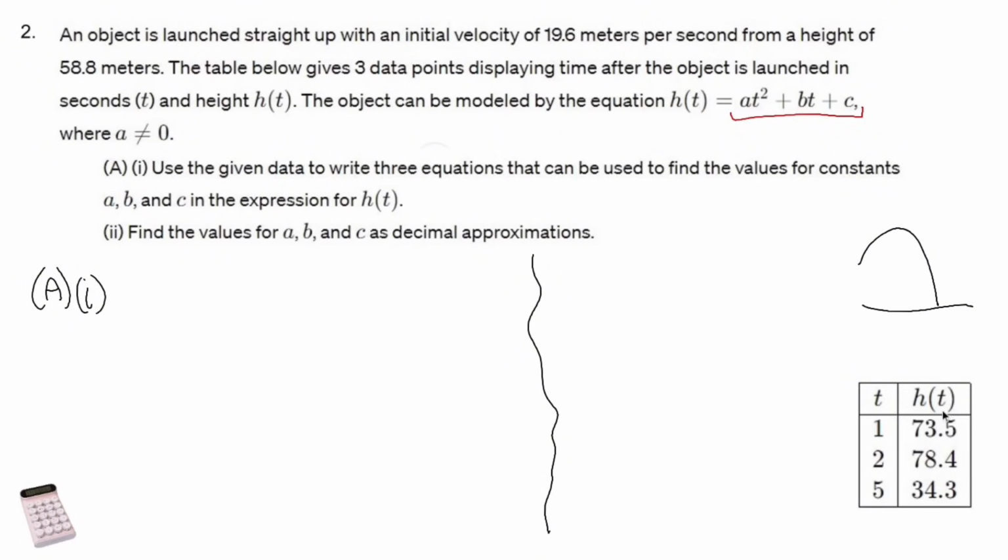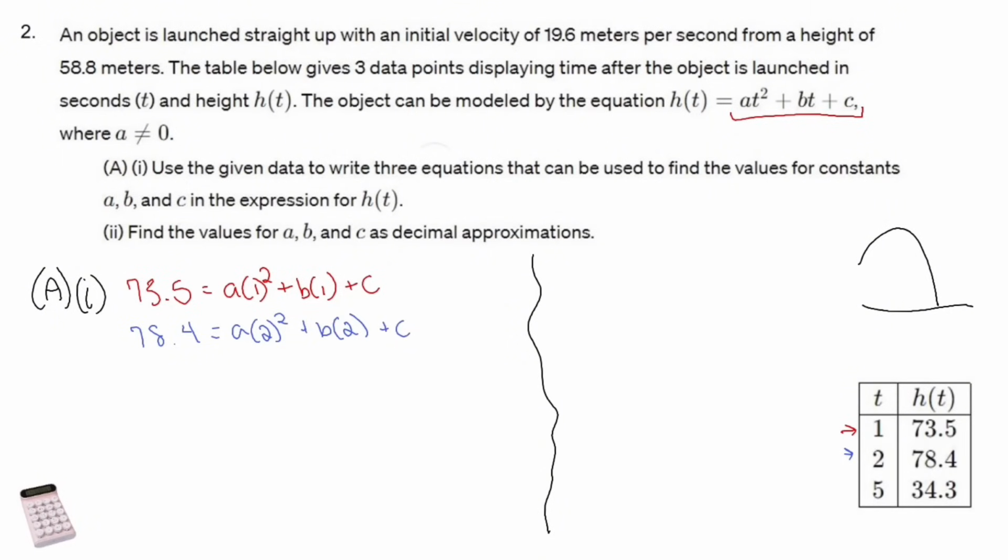So if your t is 1 and your h of t is 73.5, using this information right here, one of my equations is 73.5 equals a times 1 squared plus b times 1 plus c. That's one equation I could use. The other equation I could use is 78.4 equals a times 2 squared plus b times 2 plus c.